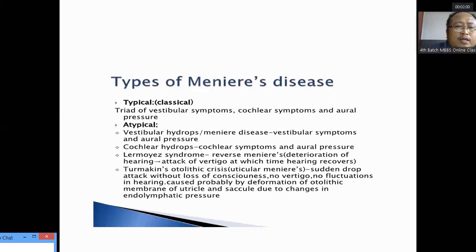And psychological support and good counseling are very much necessary as part of management. Okay, let's go to the next slide.